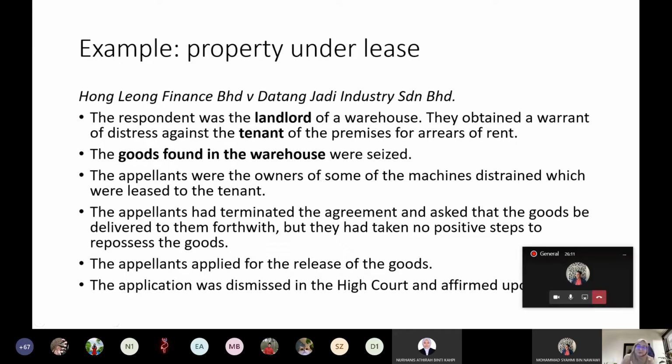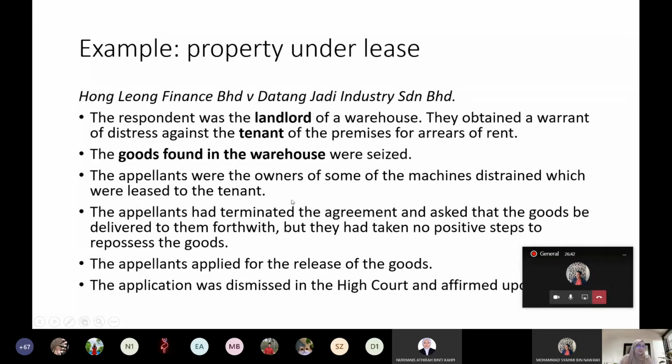The goods were in the form of machinery. Ada mesin yang besar-besar dekat warehouse tu. So the appellants were the owners of some of the machine distrain, which apparently the bank, Hong Leong Finance Berhad, leasekan barang tu kepada the tenant of the warehouse. So do you see the connection there? The appellants were the owners of some of the machine distrain which were leased to the tenant.